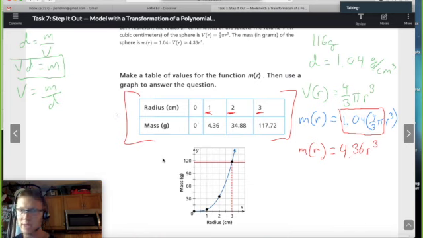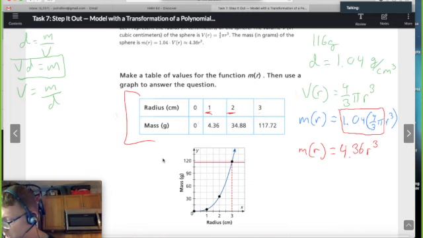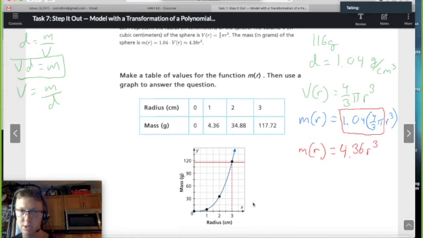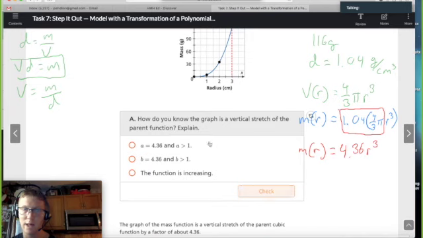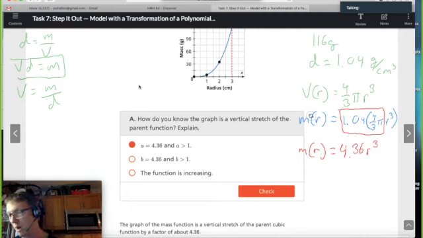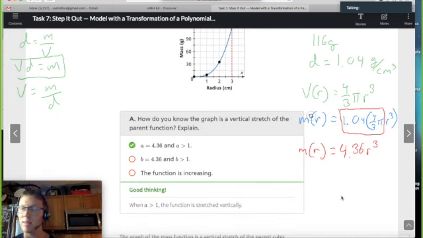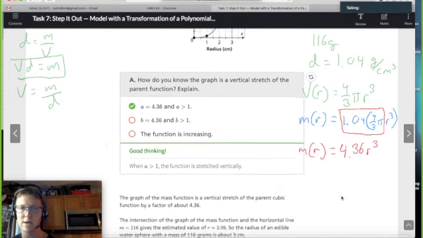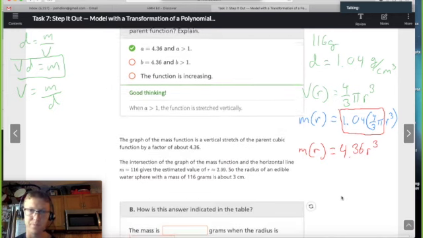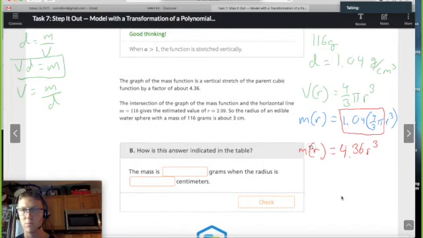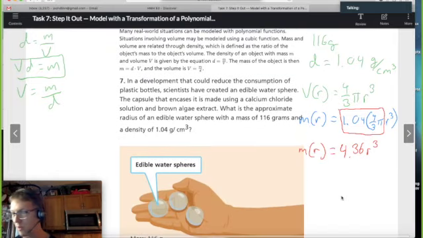So then how does that relate to what we've been talking about? As mentioned, it is an x cubed function, and it turns out that it is just a vertical stretch of the parent function. We know that because our a, 4.36, is greater than 1. It's a thing that we've been talking about, and it just allows us to better understand our functions and be able to use them. So that's how we do our real-world problem.